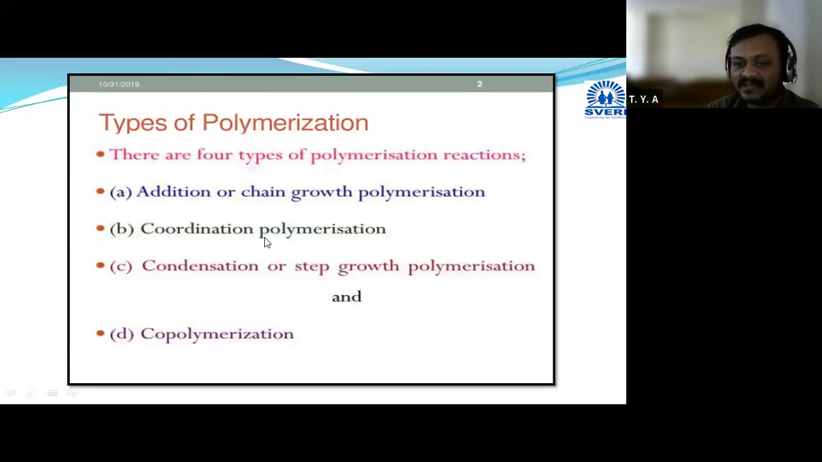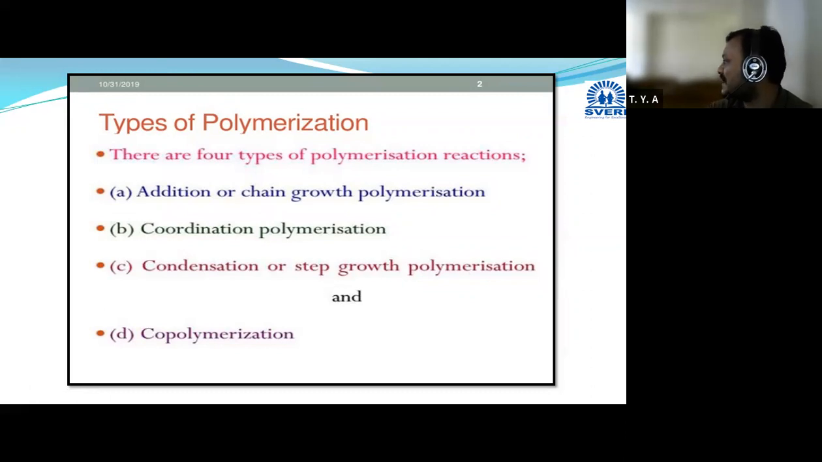Okay, now in the next slide, some types of polymerizations are listed. Here I have listed 4 types, but basically there are only 2 types. I have added 2 extra types to the basic 2 types: addition polymerization and condensation polymerization.